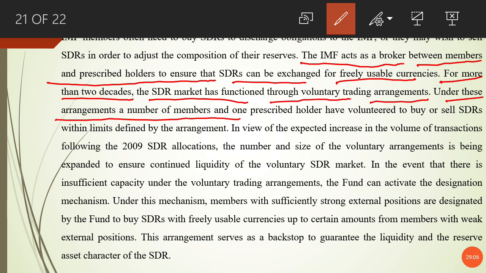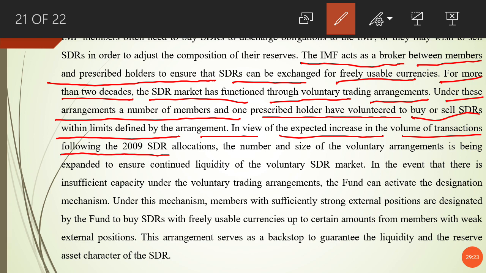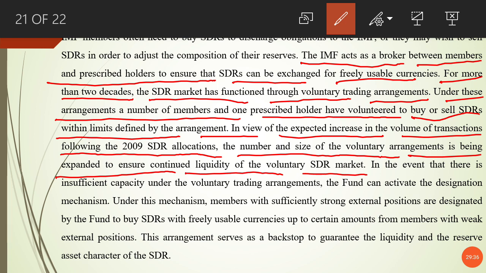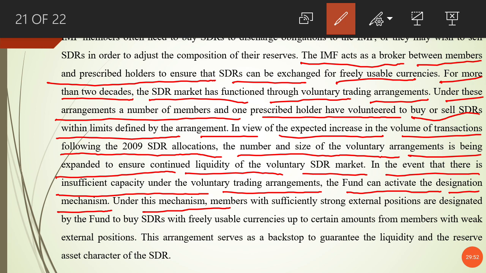Under these arrangements, a member and one prescribed holder have volunteered to buy or sell SDRs within limits defined by the arrangement. In view of the expected increase in the volume of transactions following the 2009 SDR allocation, the number and size of the voluntary arrangements is being expanded to ensure continued liquidity of the voluntary SDR market. In the event that there is insufficient capacity under the voluntary trading arrangements, the fund can activate the designation mechanism.